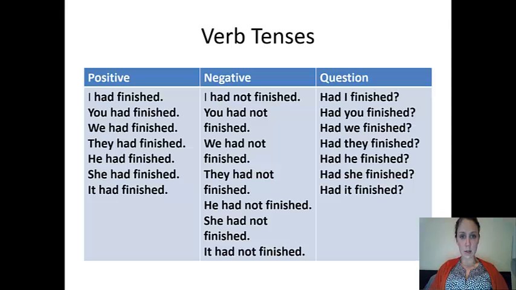Let's take a look at the past perfect using the verb finish. Notice I did two things here. First, I've got positive, negative, and then using it in a question. If I want to put the verb finish in a past perfect in a positive sense, I'm going to add the word had to it, and then I'm going to add ed to finish to make it the past tense of finished. I had finished. You had finished. And all the way down.